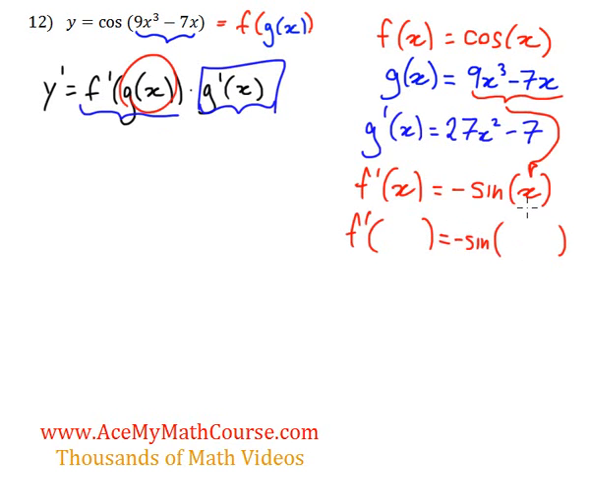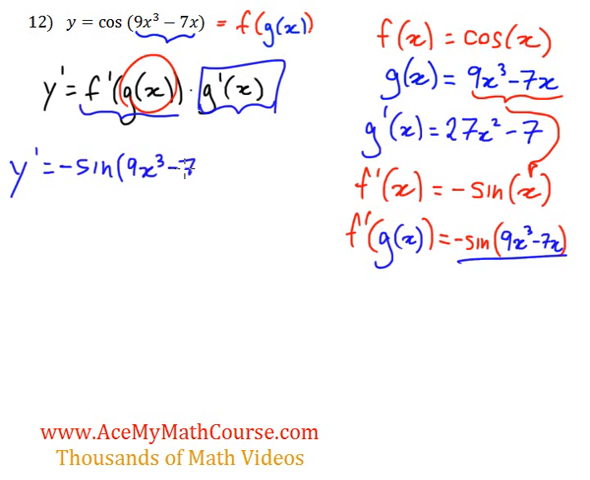Actually, I meant for the x, not the sine. Whoops. So f prime of g of x is equal to negative sine of 9x cubed minus 7x. Great. Now, we're basically done because f prime of g of x is just negative sine of 9x cubed minus 7x times g prime of x, which is 27x squared minus 7. And that's it.